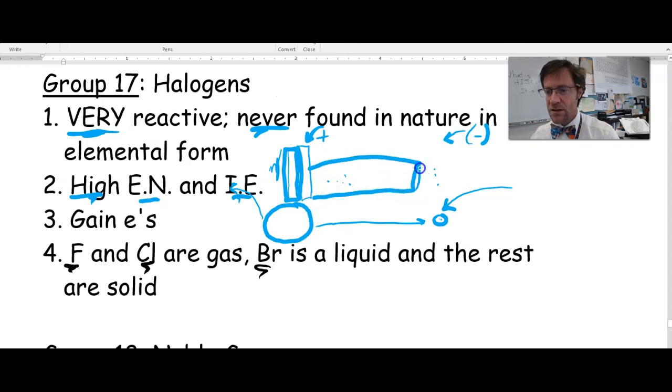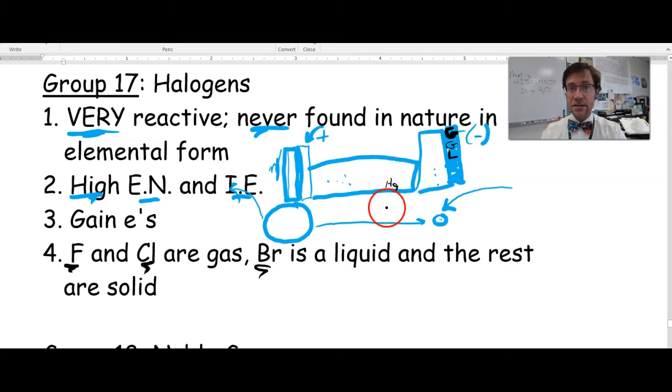There's your transition metals. Here's my halogens. Let's just pretend that these are halogens. These are up here. These are gases. The first two are gases. Then you have a liquid. All right, so remember, bromine and mercury are the only two elements that are liquids. You have to remember that. I don't know how many times I've said that. Bromine and mercury are the only two liquids.